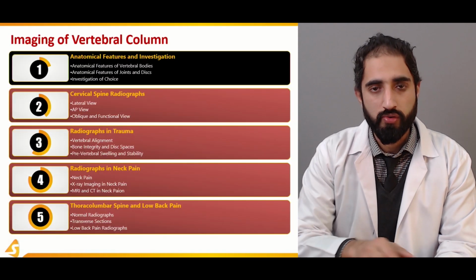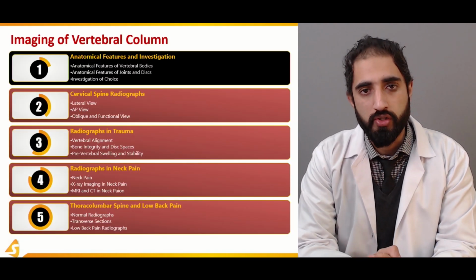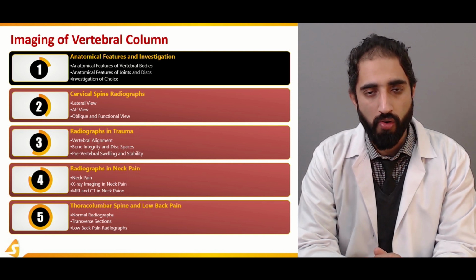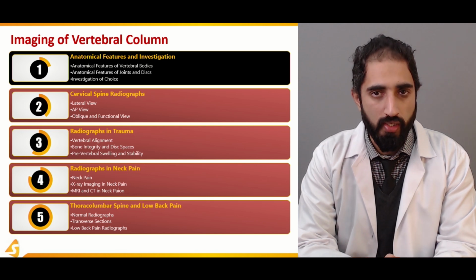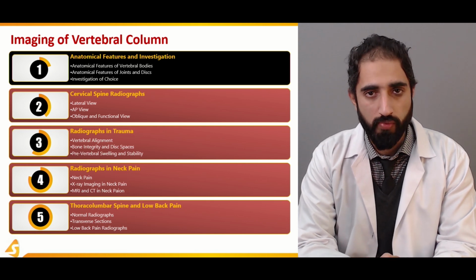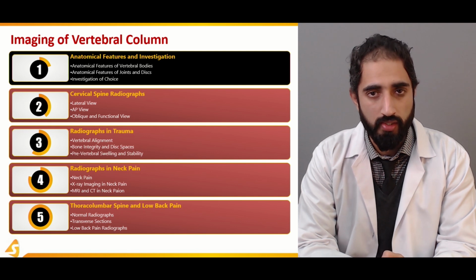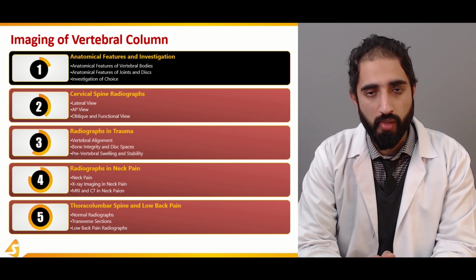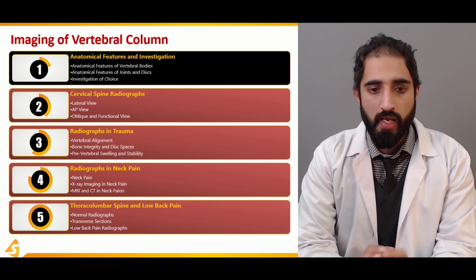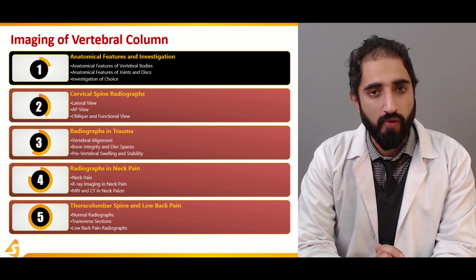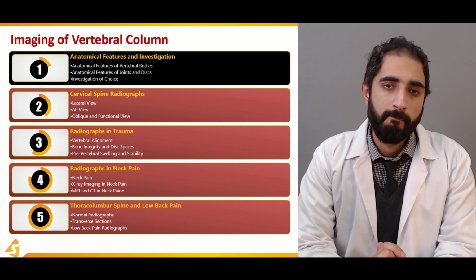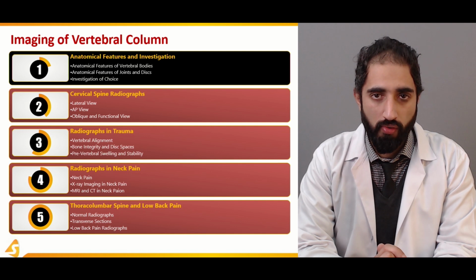So in this lecture, we're going to talk about the anatomical features that we can identify in radiographs and imaging in terms of the vertebral column, including the vertebral bodies, the joints such as the zygapophyseal and intervertebral joints, as well as the disc, which is a part of the vertebral column, present between two vertebral segments. At the end, we're also going to talk about the investigation of choice whenever we are faced with a decision of which imaging technique we should go for.